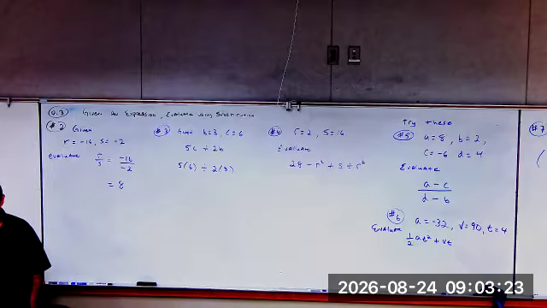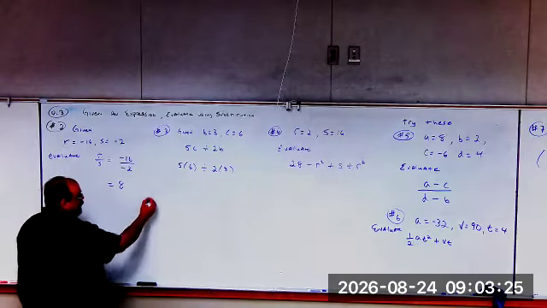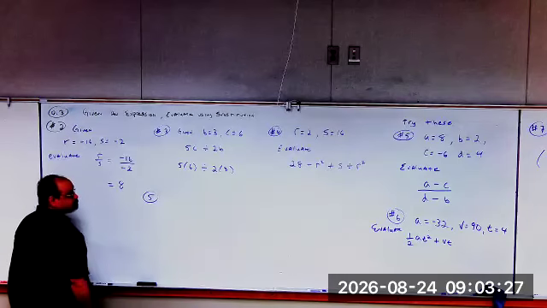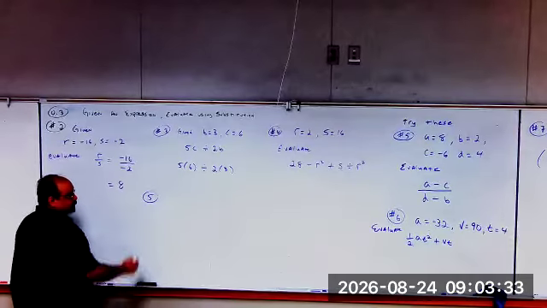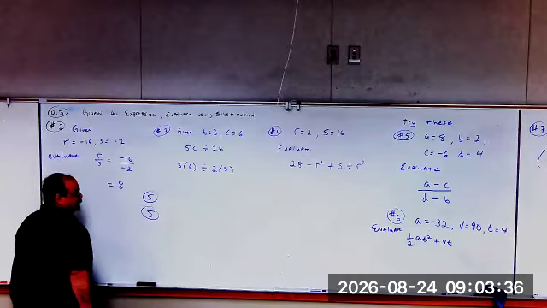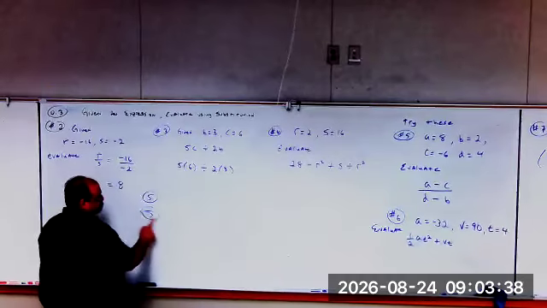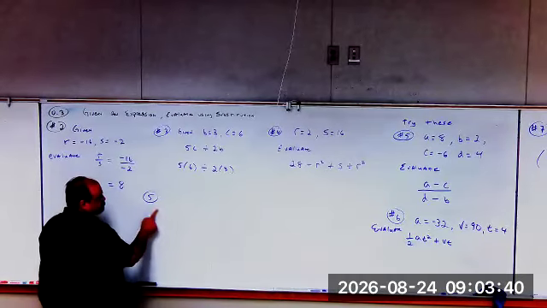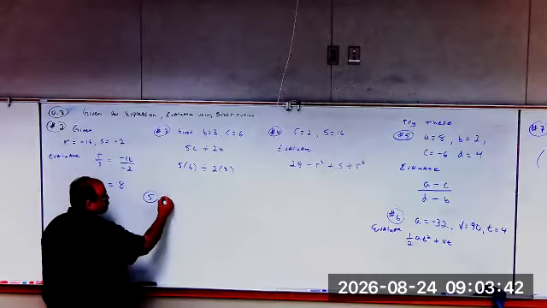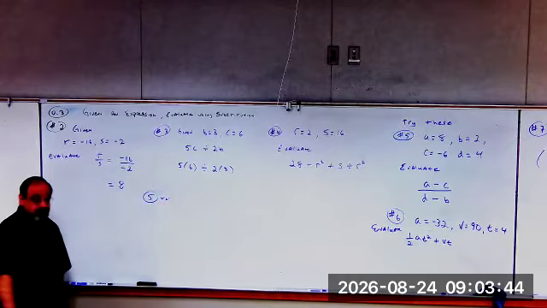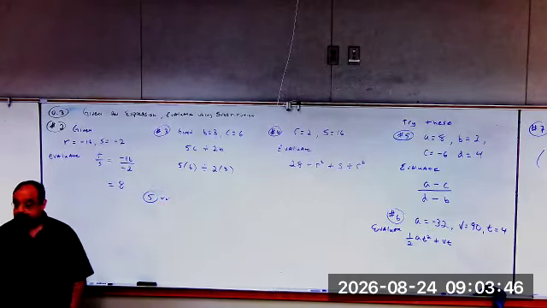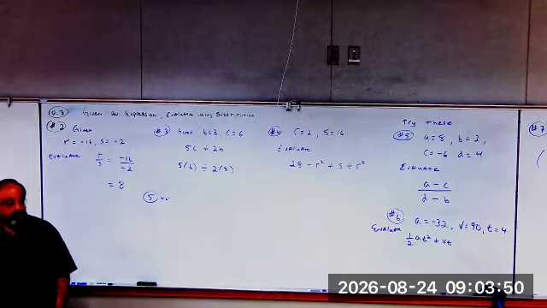Let me hear some answers. 5. So we have a 5. Anything else? I got 5. You got 5 as well. Anything else? Any other answers besides 5? That's it? The answer is 45.